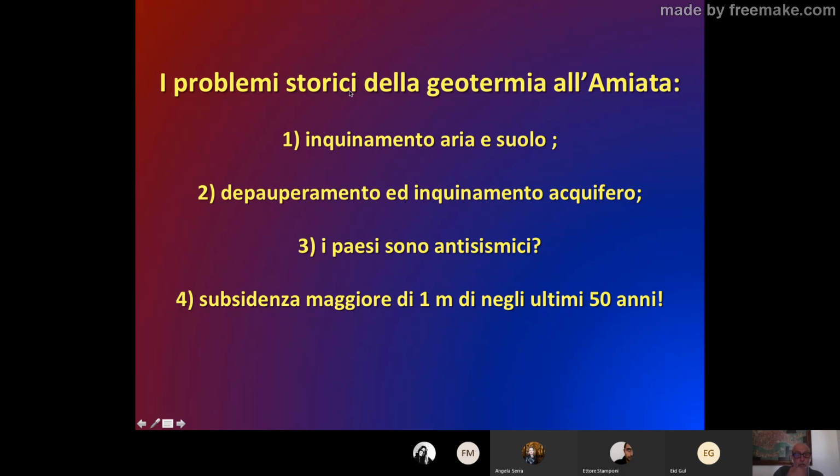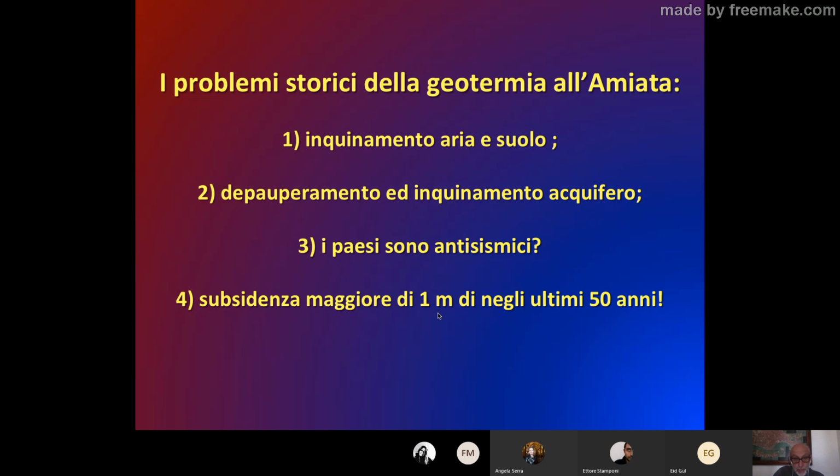So, the historic problems of geothermal energy at Amiata are pollution of air and soil, decrease in the water level, and pollution of the aquifer. We talked about this in the past days. Seismicity, we'll see a little bit of that, and also subsidence. Subsidence at Larderello has been over 2 meters in the past 50 years, probably even more. At Amiata, perhaps 1 meter.